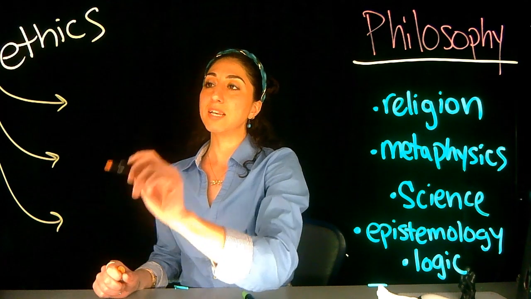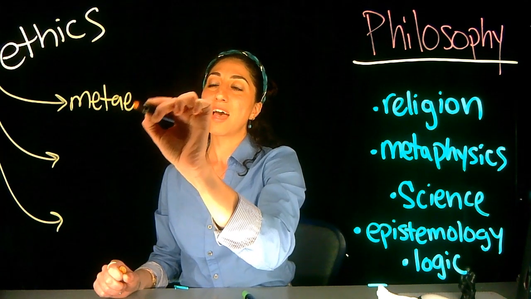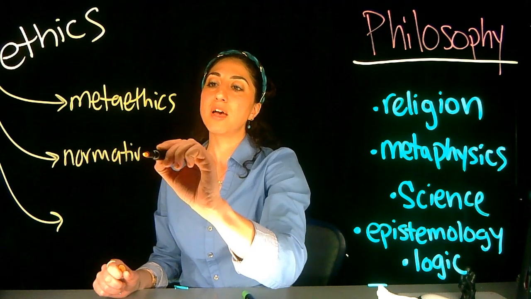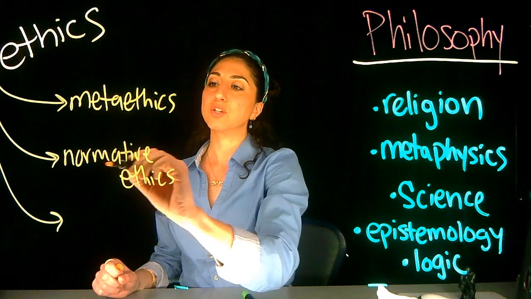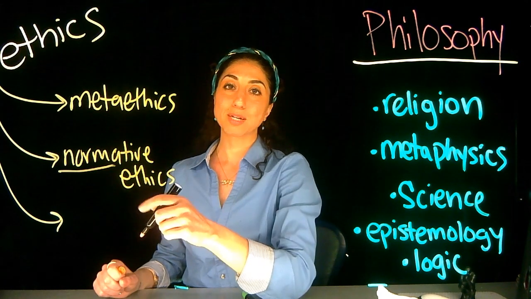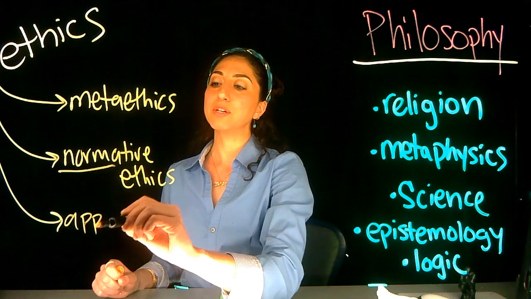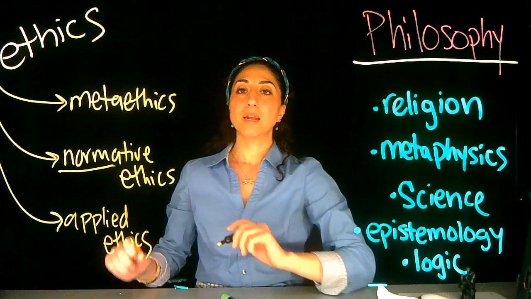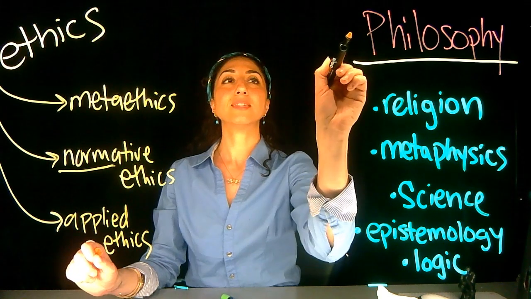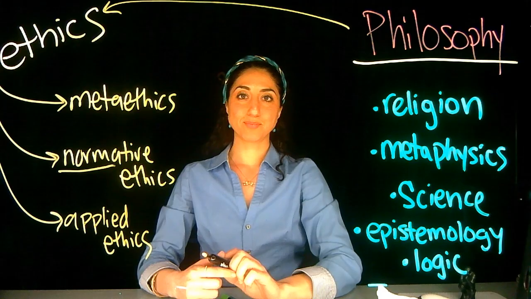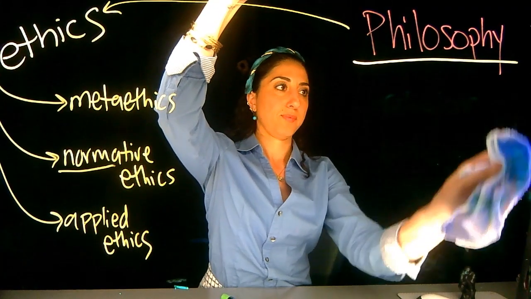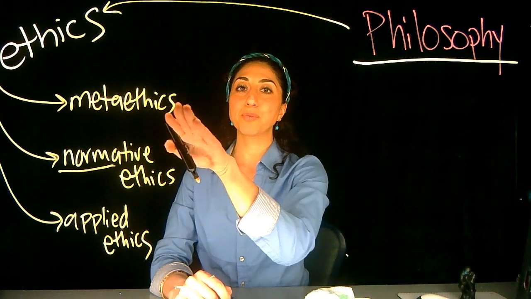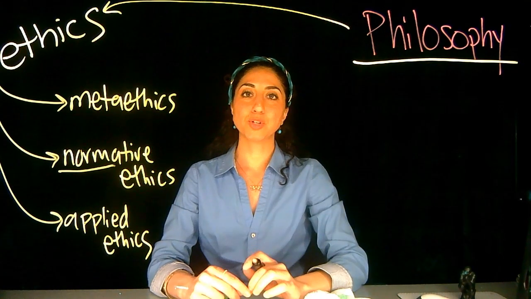One of the subfields in ethics is called metaethics. Another subfield is called normative ethics. And this one really has this root word norm. I'll go through and explain each one. And the third subfield in ethics is called applied ethics. Now, when you're studying ethics, you are studying philosophy. When you're studying philosophy, you're studying ethics. There might be 3 different branches in which you are learning.